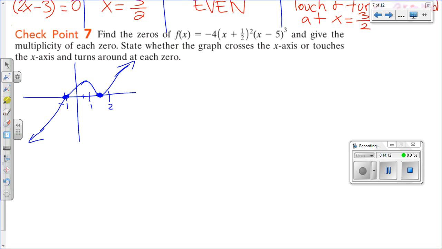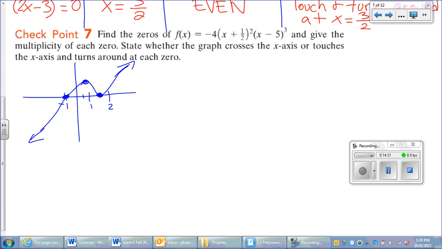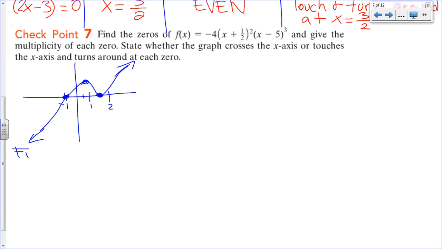Yes? How do you know where it turns? Where it turns, oh, okay, that's a very good question. So one thing we could do is find, and that's what we're going to do on the last 2 problems that you guys are going to do on your own. One thing you could do is find the y-intercept.